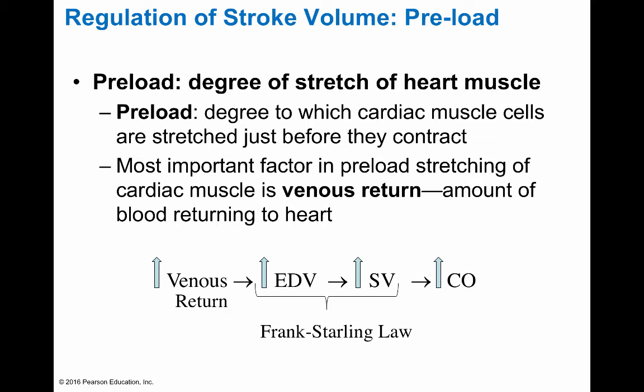Frank-Starling law is talking about how, as you increase venous return, you increase the amount of blood that you have before a contraction. That's going to increase the stroke volume, which then increases cardiac output. This is what's known as Frank-Starling law, and it kind of makes sense.